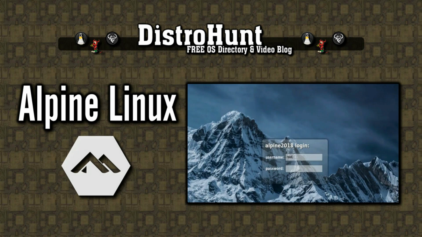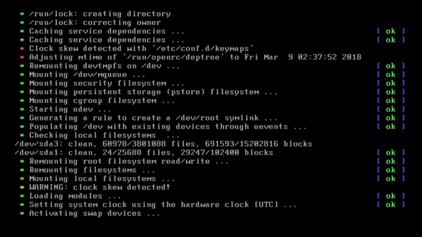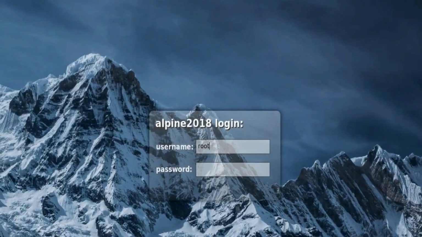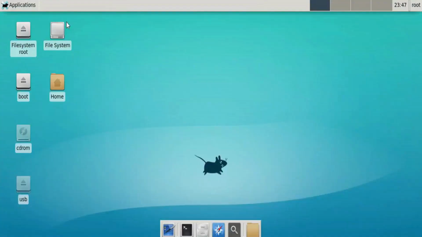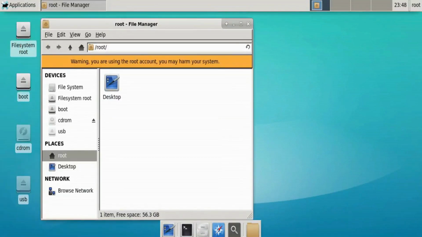Alpine Linux is an independent, non-commercial, general-purpose Linux distribution designed for power users who appreciate security, simplicity, and resource efficiency. Alpine Linux is built around musl libc and BusyBox. This makes it smaller and more resource-efficient than traditional Linux distributions.